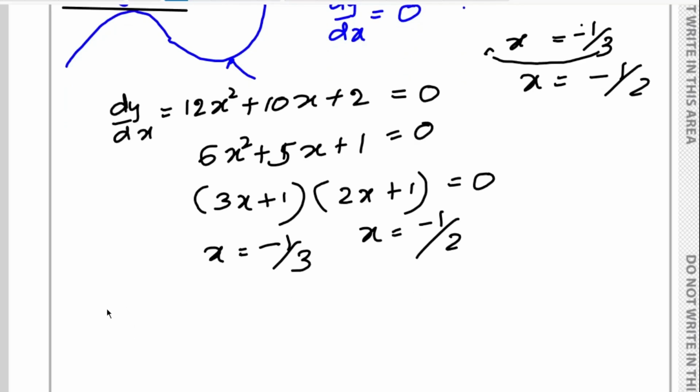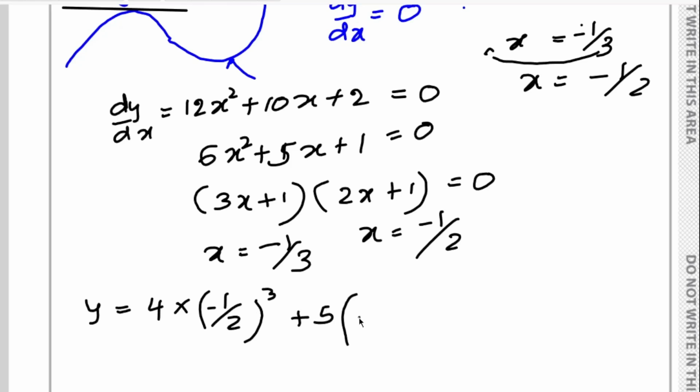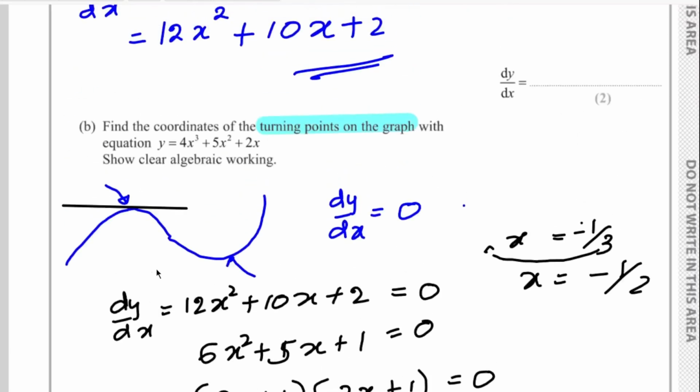Therefore, let's substitute. When x equals minus 1 over 3, we need to get what y is. Then I'm writing y equals 4 times (minus 1 over 2) cubed plus 5 times (minus 1 over 2) squared plus 2 times (minus 1 over 2). To get the y-coordinate, you need to substitute this x-coordinate into the curve equation, which is this one. We have to substitute into this one.